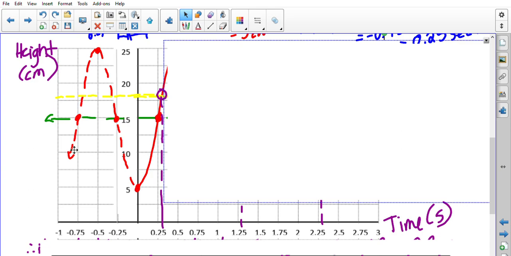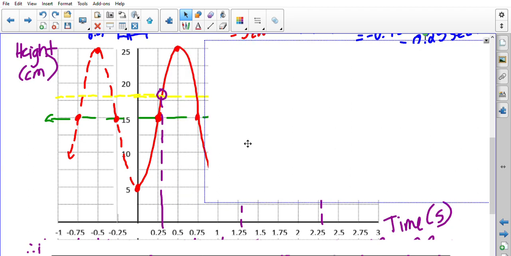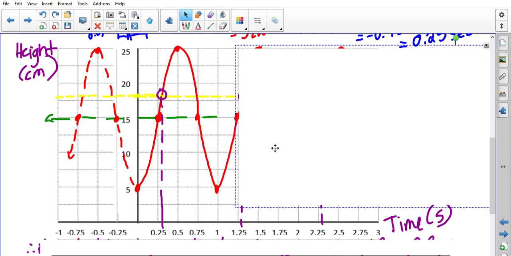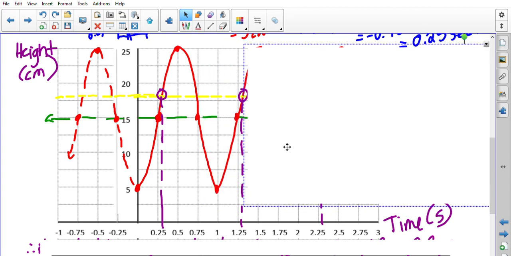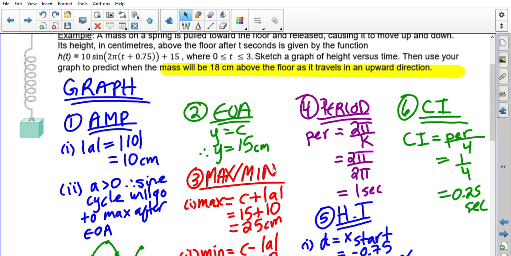I wrote this part in dotted lines because we know it doesn't really make sense in terms of negative time. So now I just want you to follow that same pattern. Keep moving 0.25 over and then going to the next key point. 0.25 over, back to the max of 25. 0.25 over, back to EOA. 0.25 over, down to the min. 0.25 over, back to the EOA. You're going to keep doing this until you reach 3 seconds because we have to analyze for that interval of 0 to 3 seconds.